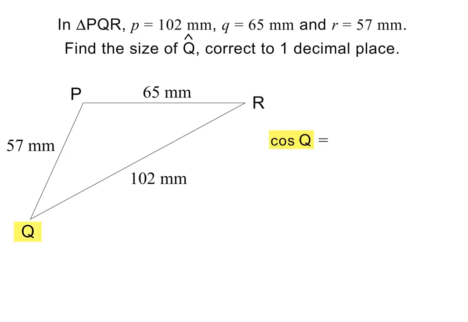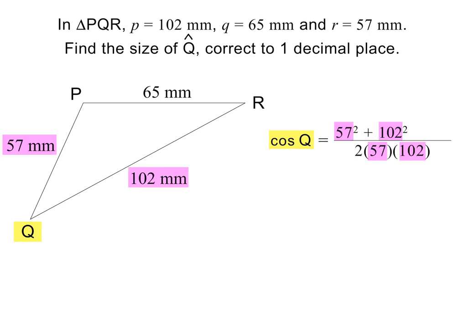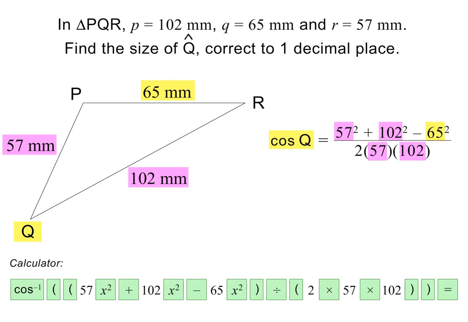We want to find angle Q, so let's write down cos Q. And then we write down the sides that include angle Q. And then we subtract the square of the side opposite angle Q. Next we do the following on the calculator. Again, I remind you to be very careful when doing this. Correct to one decimal place, angle Q is equal to 35.8 degrees. Please remember, we only need to find one angle when working with the cosine rule. This completes the question that was asked.